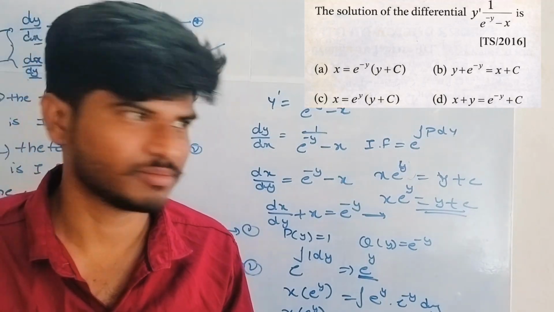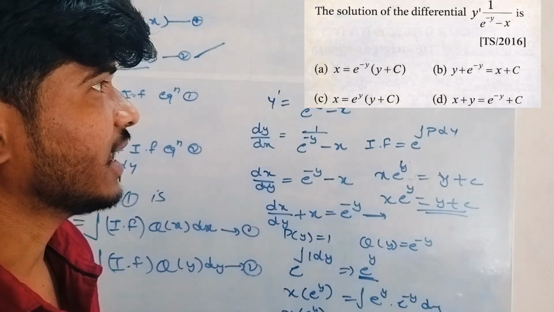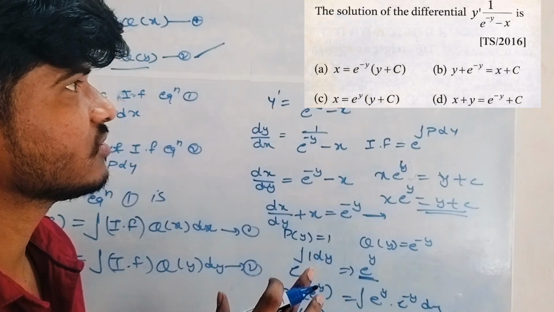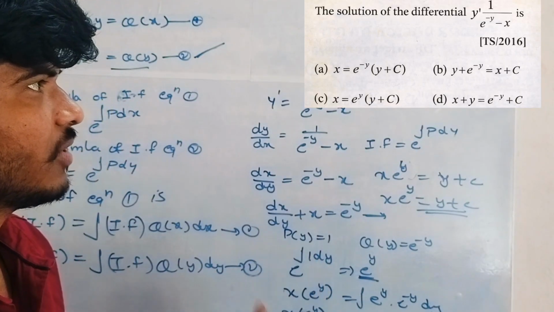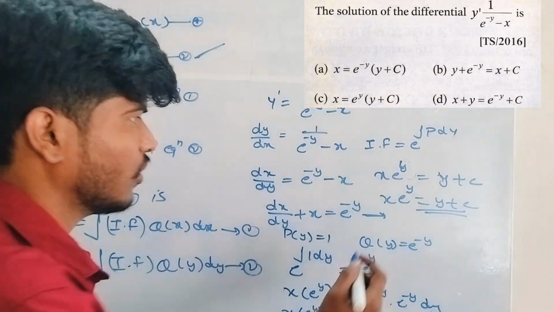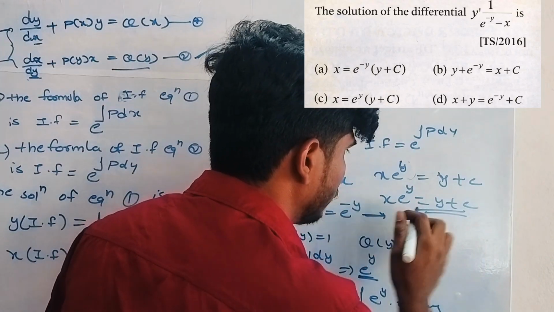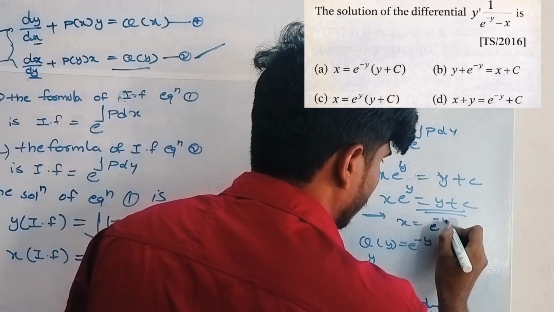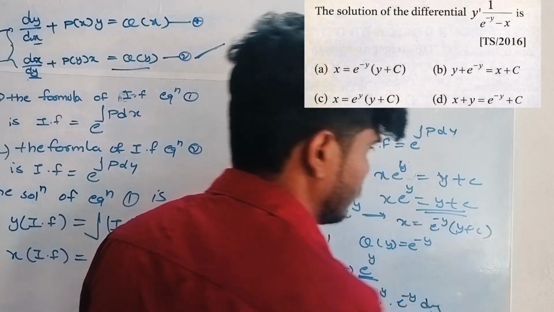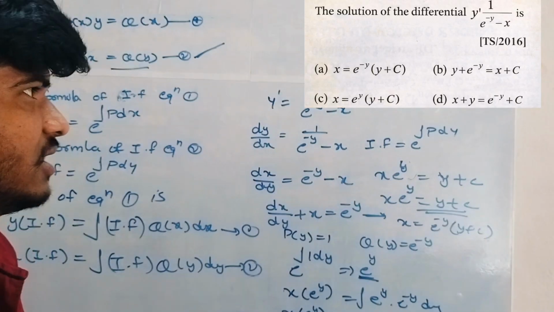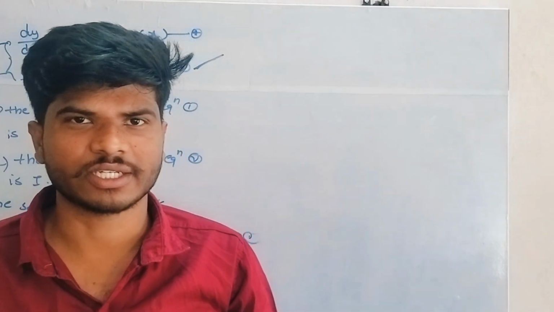Now we check the options. Option A: x equals e power minus y into y plus c. Shifting e power y to the right side, we get e power minus y into y plus c. Option A is the right answer. Now we move on to the next question.